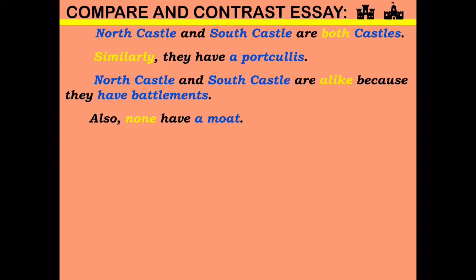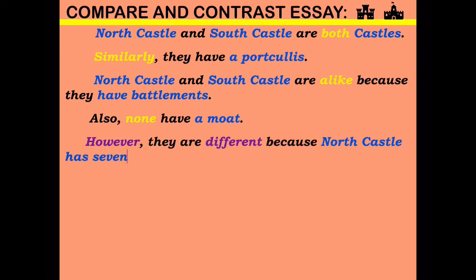Now let's contrast them. We're going to change, and instead of using yellow, it will be purple. However, they are different because North Castle has 7 windows and South Castle has 3. This was something that made them different. That's why we've used the word different. And the new linking word at the beginning was however, because now we have changed and they are not things they have in common. They are things that they have differently from each other. Let's continue.